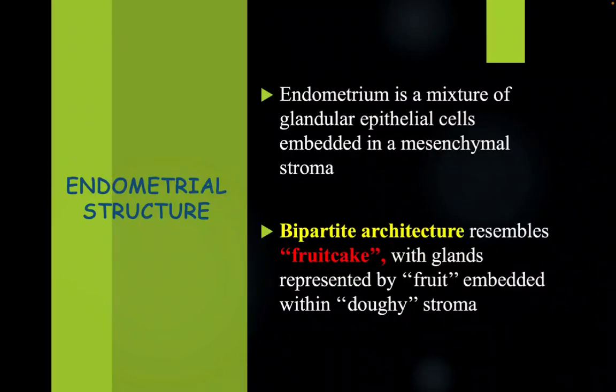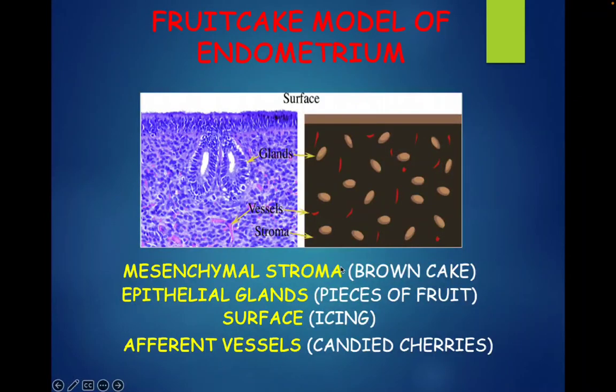Endometrium is a mixture of glandular epithelial cells which are embedded in a mesenchymal stroma. So it is basically a bipartite structure. How does it have a bipartite architecture? Because it resembles a fruitcake. I'll show you. This is the fruitcake model of endometrium. Here the endometrium is shown and here the model is being shown.